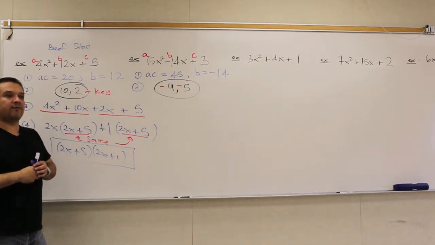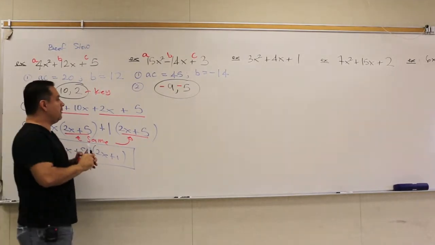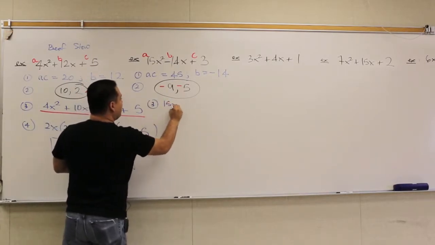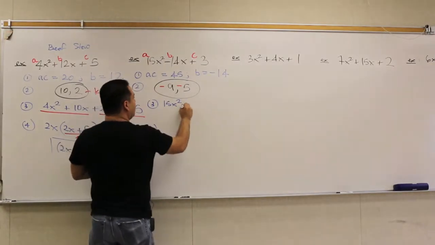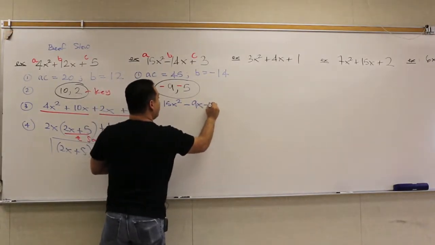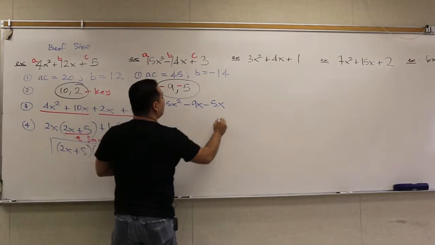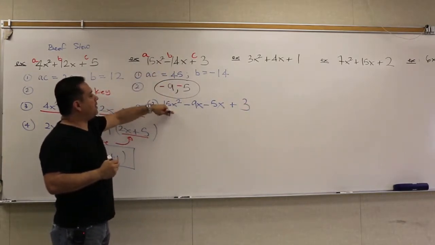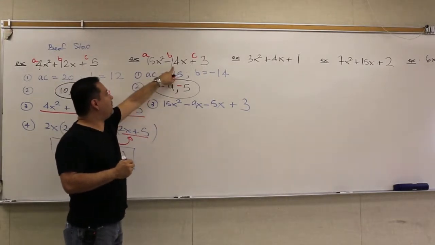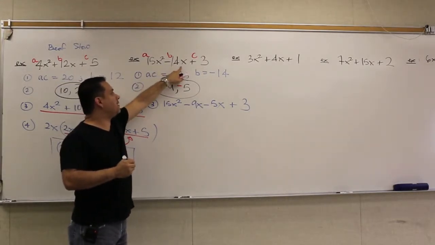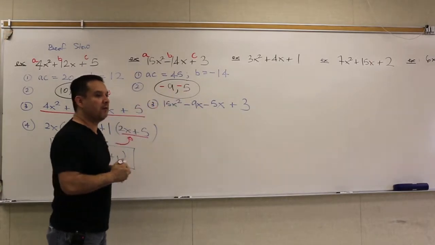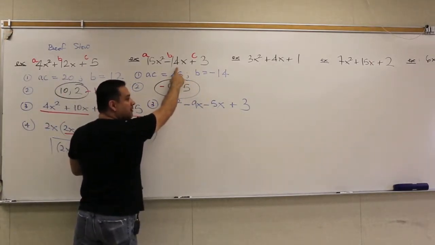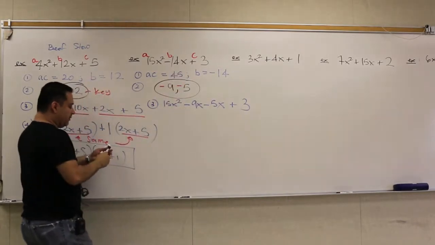Okay, you guys okay with that? So be careful with that. Step number 3 then is 15x squared minus 9x minus 5x plus 3. This is your rewrite step. You're rewriting this bx term, negative 14x, with the values found in step 2. Is it negative 9x minus 5x, negative 14x? So these statements are equivalent.